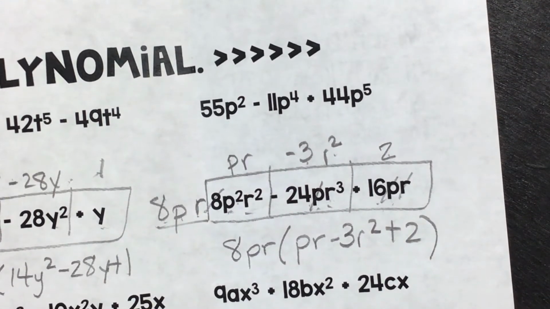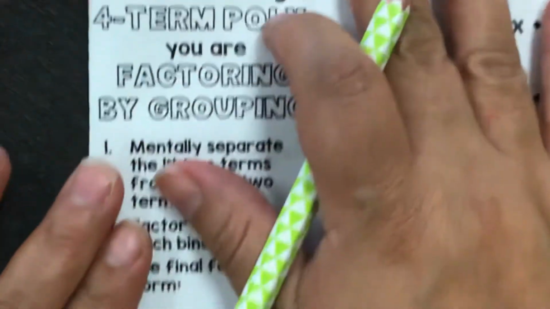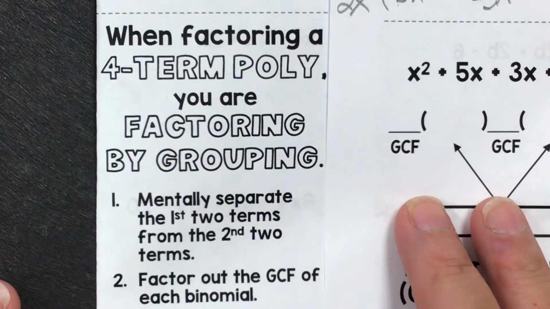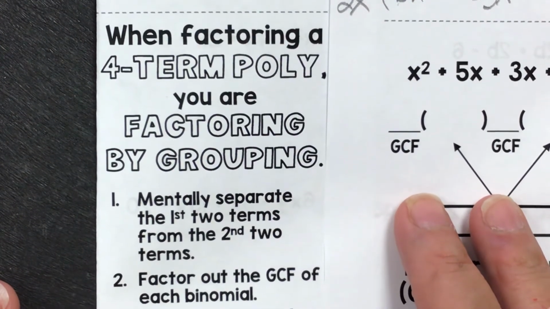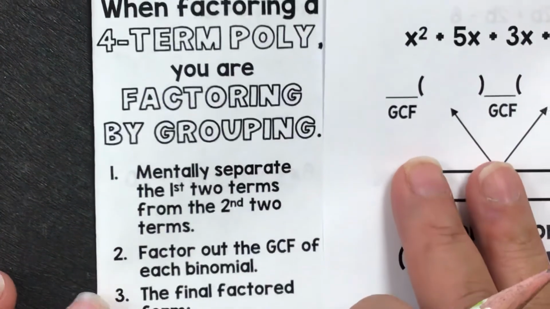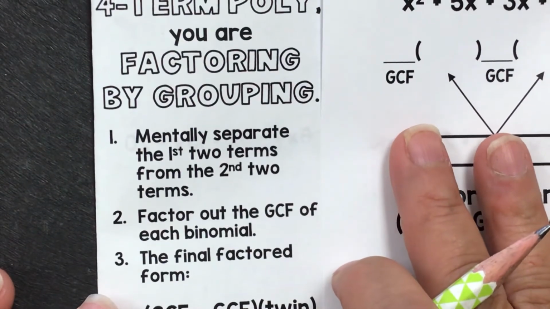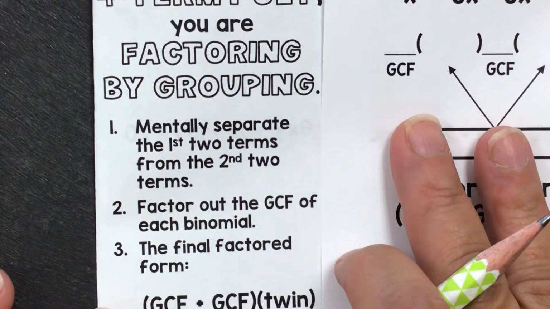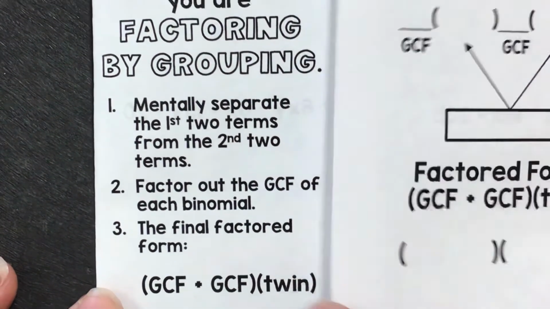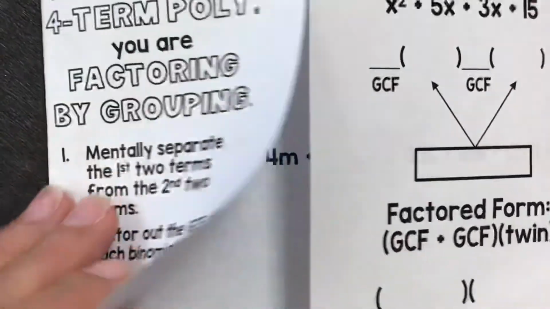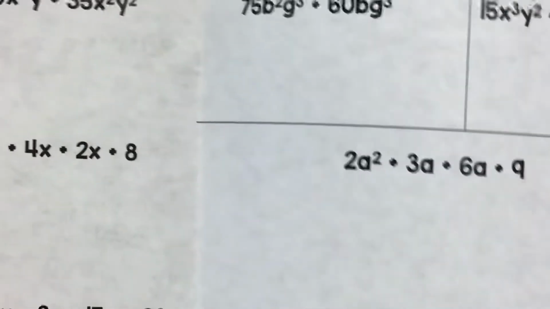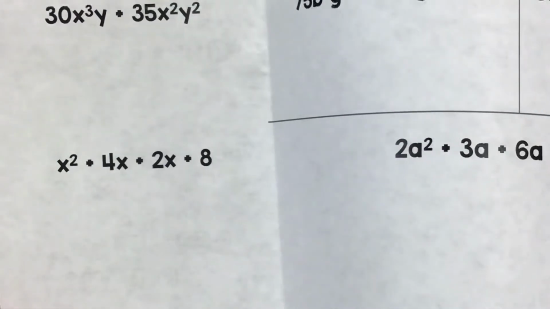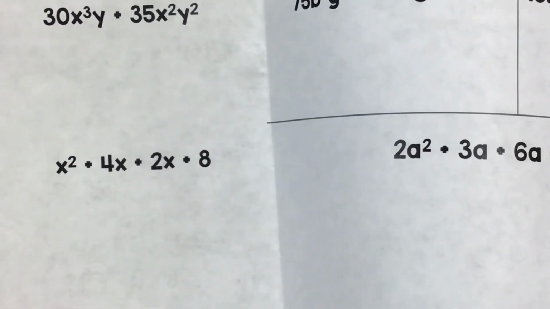All right, let's move on to the next section. Right here it says when factoring a 4-term polynomial, you are factoring by groups. Mentally separate the first 2 terms and the second 2 terms. Factor the greatest common factor and then rewrite it. Okay, so this one's a little complicated, but I want to show you because I'm going to have to show you again, and this is called factoring by grouping. You want to make 2 groups.